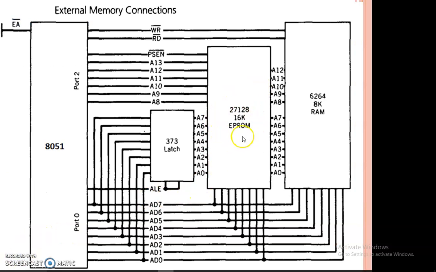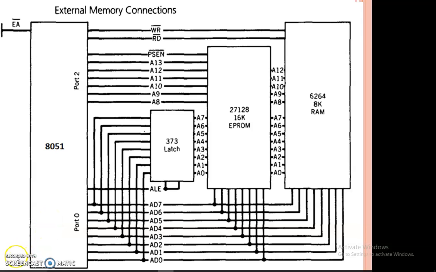Here we are connecting 16K EPROM and 8K RAM. Now port 0 is giving data bus D0 to D7, that is connected to the EPROM and RAM. And next we have to connect the address bus. So here port 0 and port 2 are providing address bus. Port 0 is providing A0 to A7 and port 2 is providing A8 to A15 as the address bus. So you need to connect the address bus to the external memories.